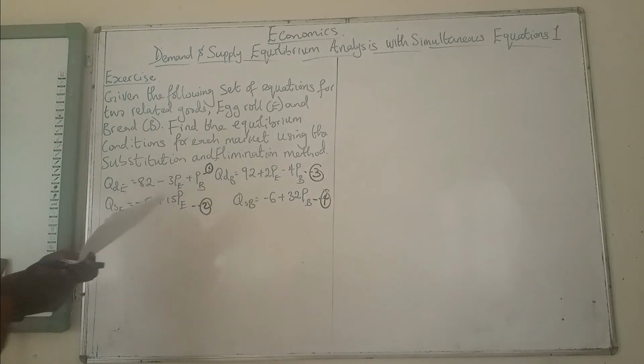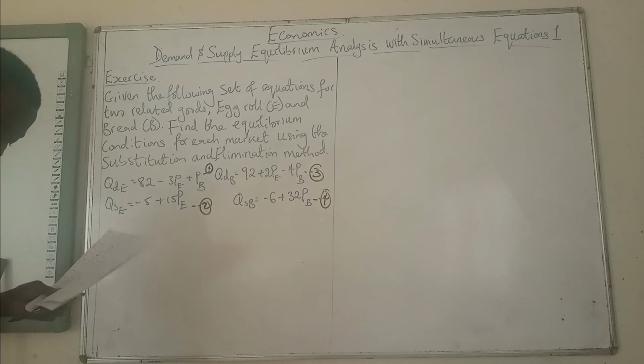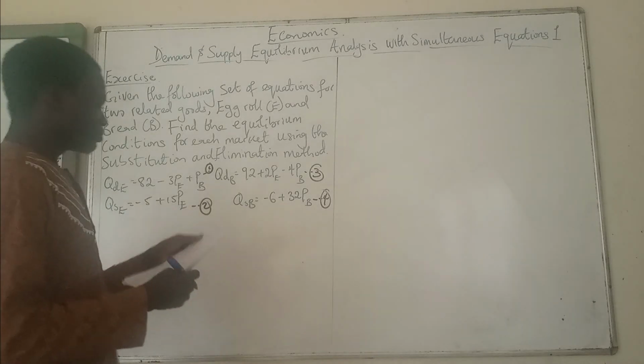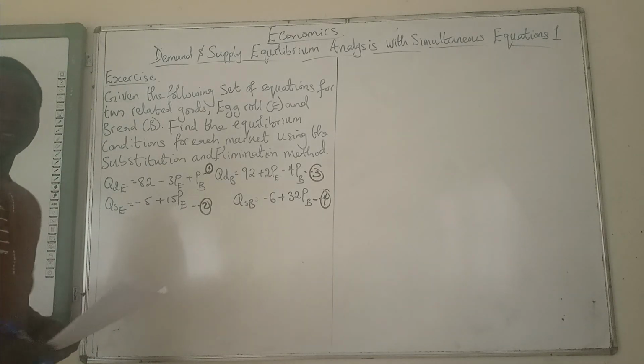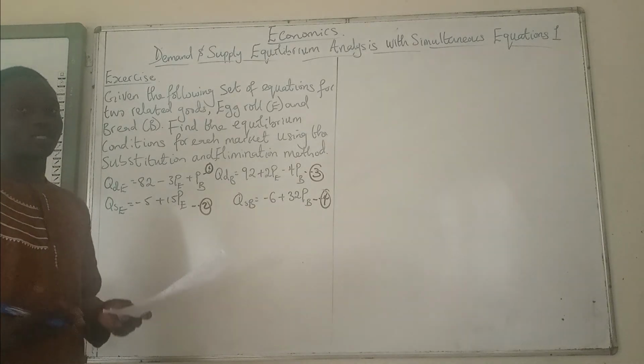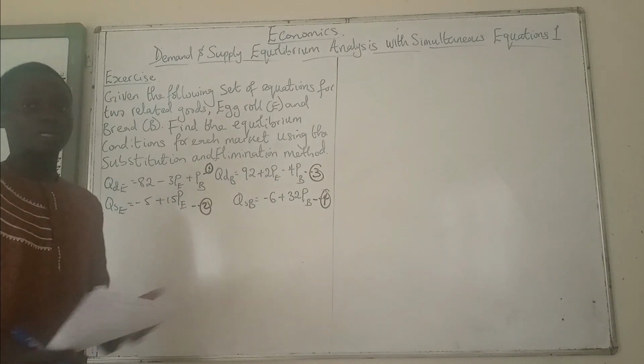So what are we going to do? Equilibrium requires that quantity demanded equals quantity supplied. You could also say equilibrium requires that quantity supplied equals quantity demanded. We are saying the same thing.